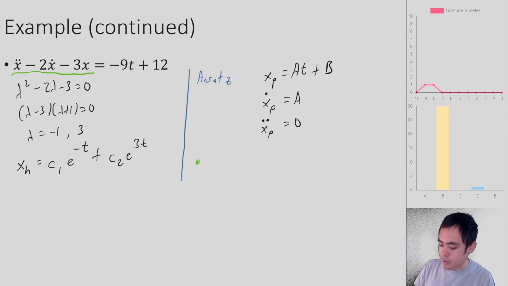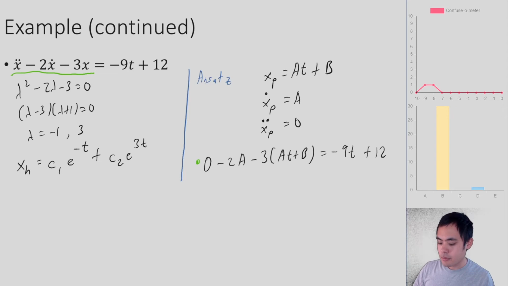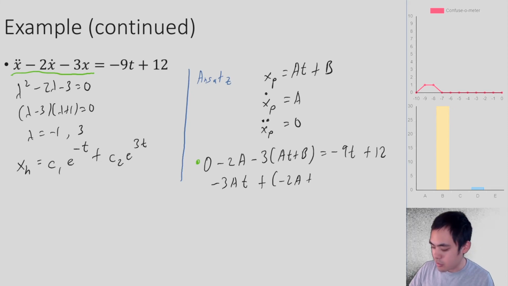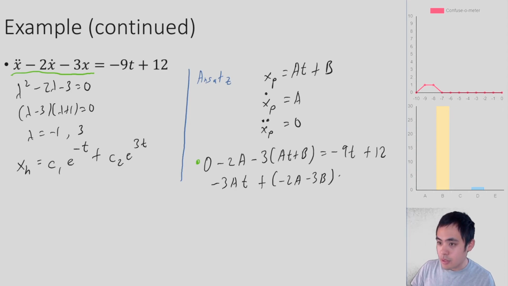So when we plug that in, what we get is 0 minus 2a minus 3 times (at plus b) is equal to minus 9t plus 12. We rewrite this slightly. You get minus 3at plus minus 2a minus 3b is equal to minus 9t plus 12.